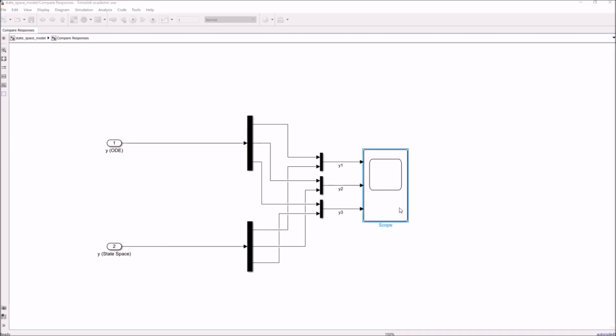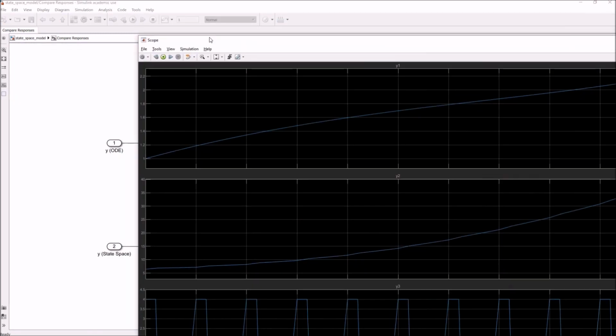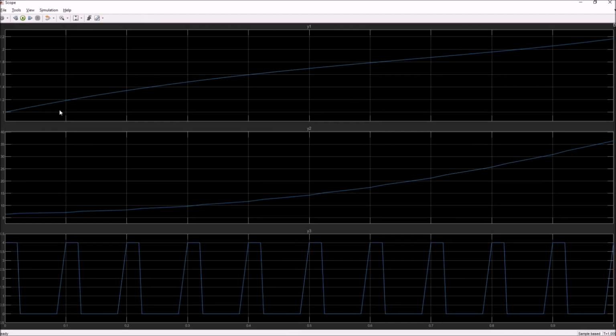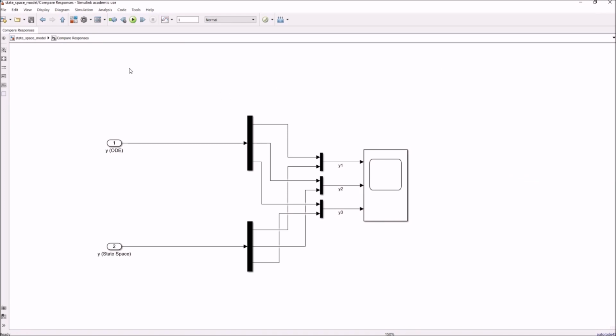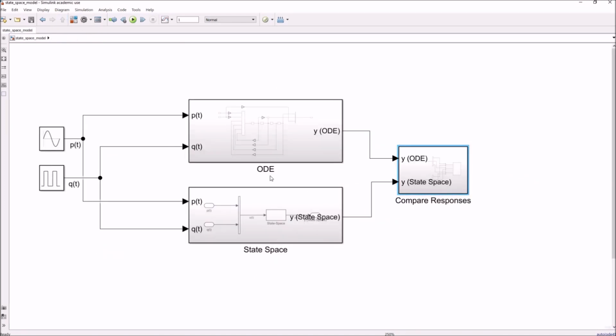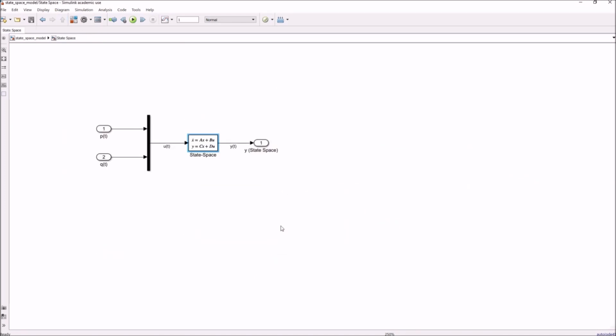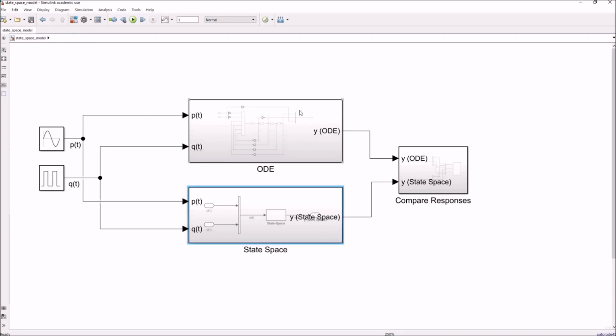So if I open up this scope, and if I go and hit run on this model and drag this over, look at that. It's beautiful. These two things are right on top of each other. So again, we see that basically these two models are numerically equivalent. I sure prefer this one though, because doesn't this look a lot nicer and a lot cleaner than the mess of spaghetti and wires that are hidden in the ODE model.